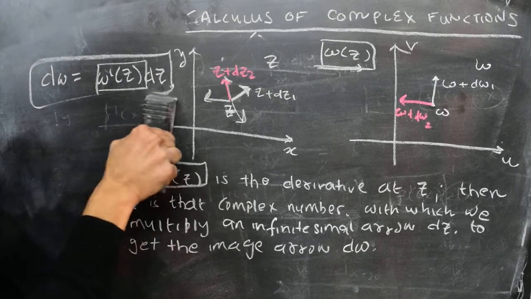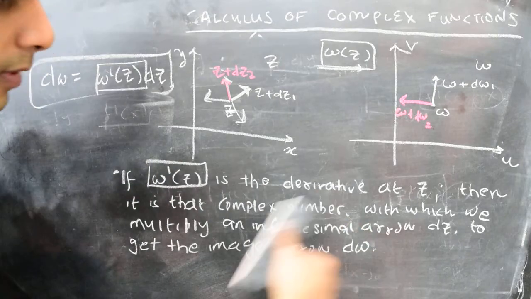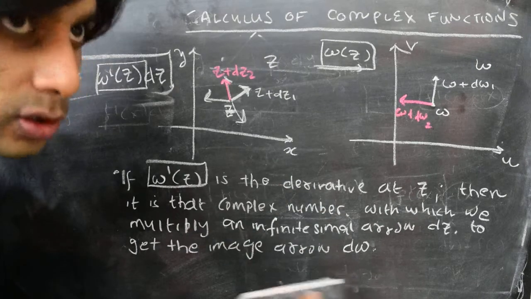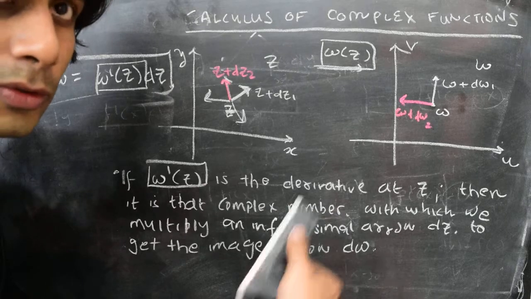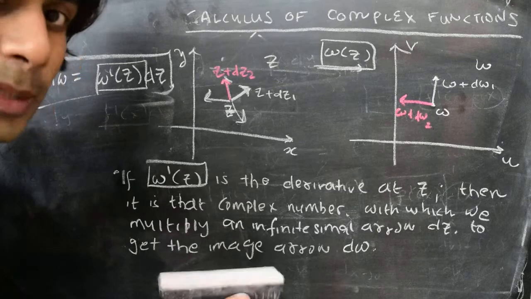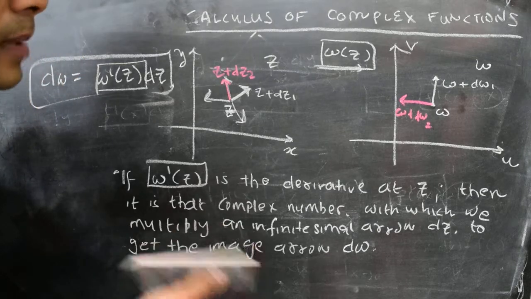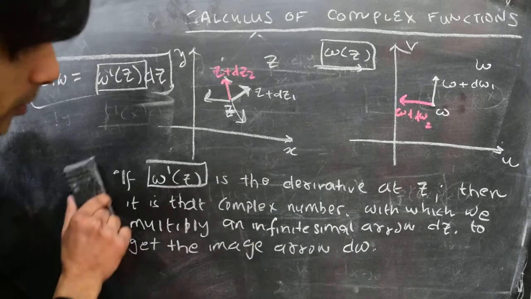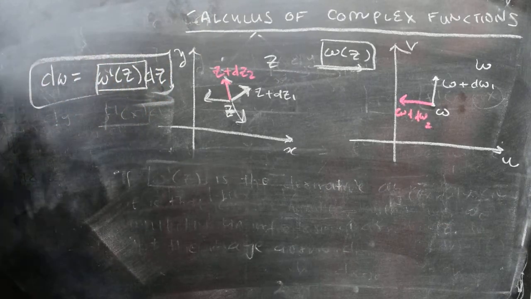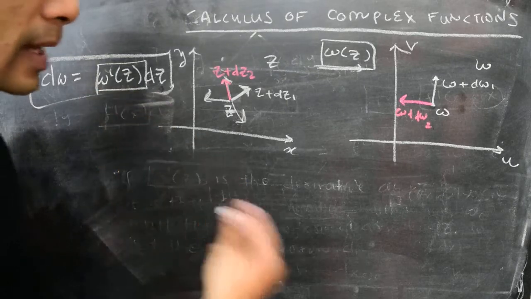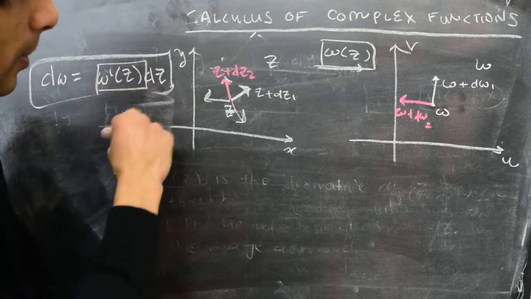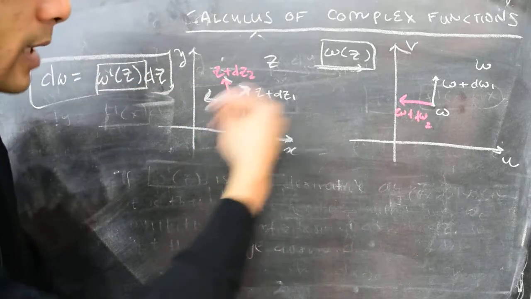Okay, so let's say we want to define the derivative with this definition, in the sense that this is a straightforward generalization of the definition of a derivative of a function of one real variable. We want to keep the same definition and see whether that makes any sense or not on the complex plane. So let's see what this requires from us. Let's say this derivative exists. So it is that complex number with which we multiply dz in order to get the image arrow.